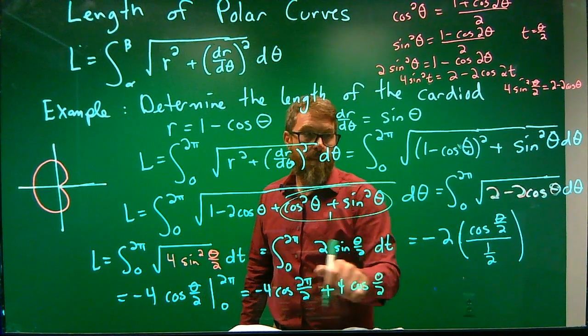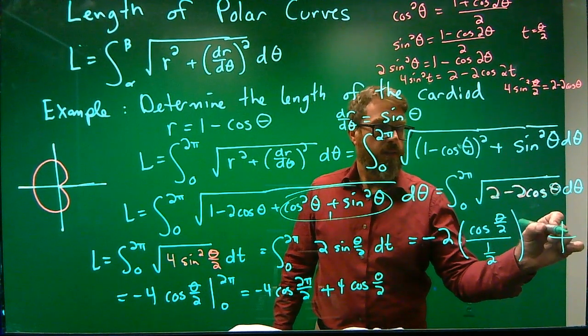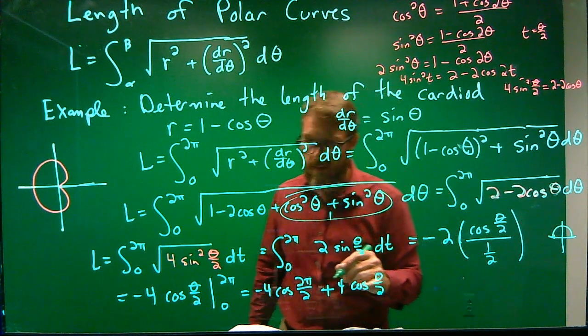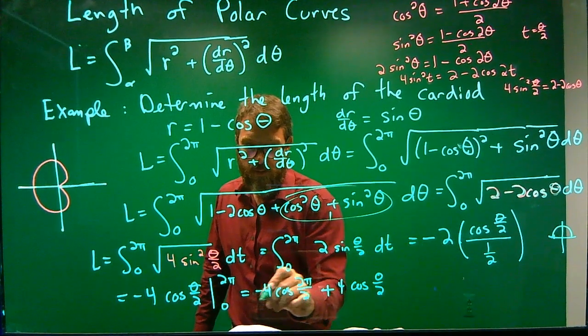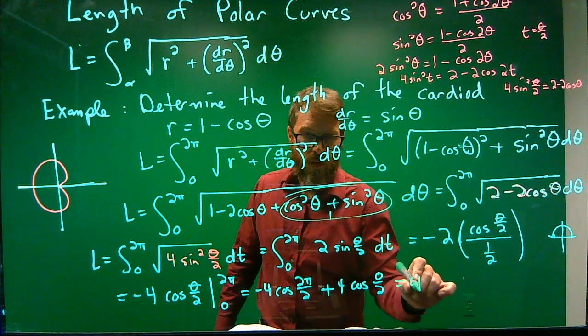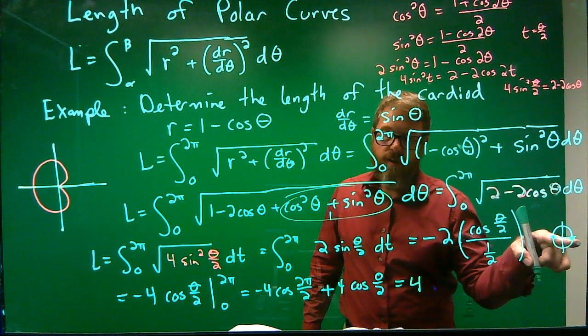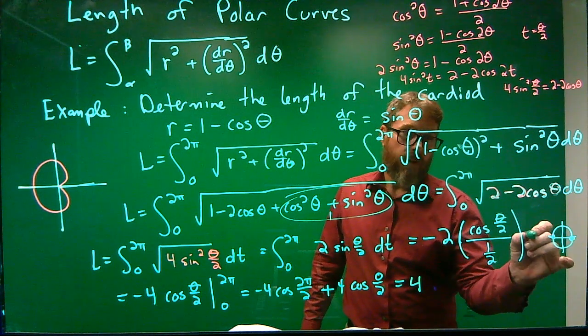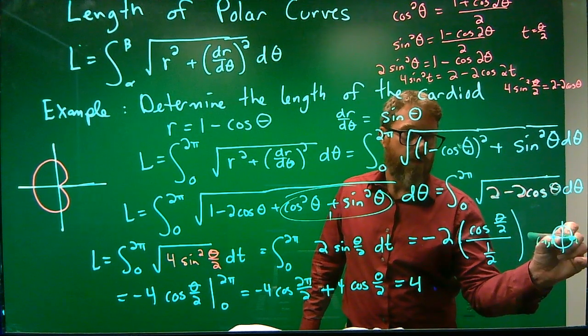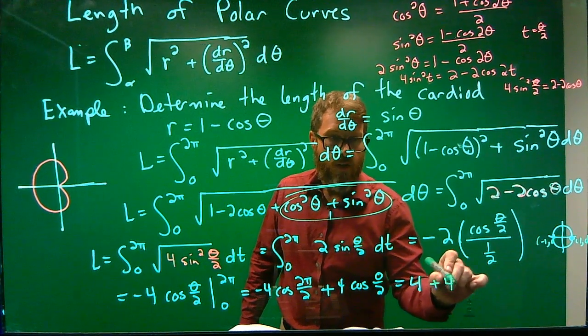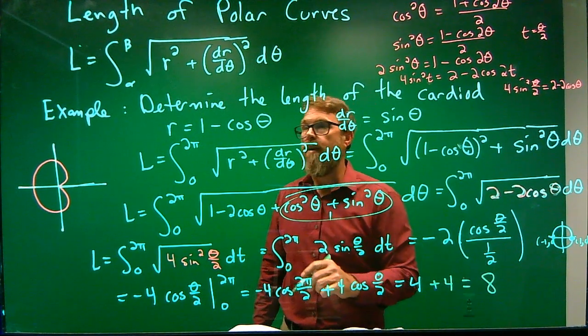So the cosine of pi is going to be negative 1. So this is negative 1 times negative 4, which is going to give us 4. And then the cosine of 0 is going to be 1, the point 1 comma 0. So this would be plus 4. So what I get is a length of 8.